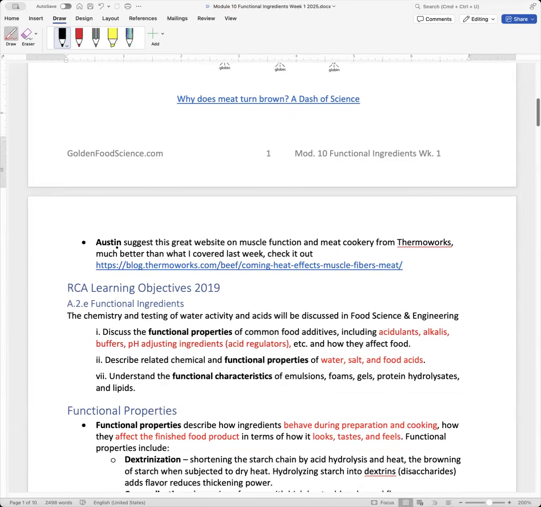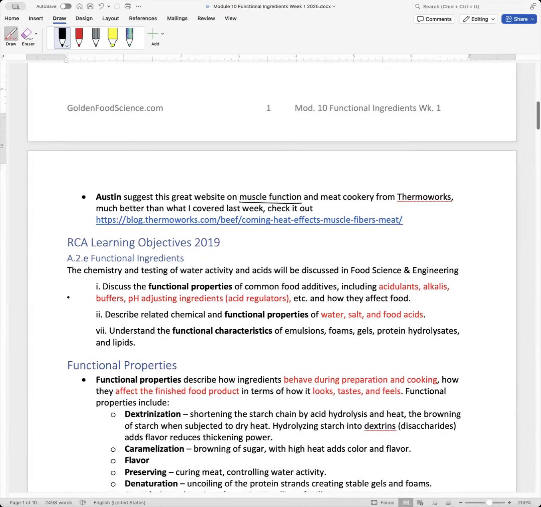Our previous student, Austin, said if you want to know more about muscle function, he found this website. So if you want to know more, because I only briefly went over muscle function.